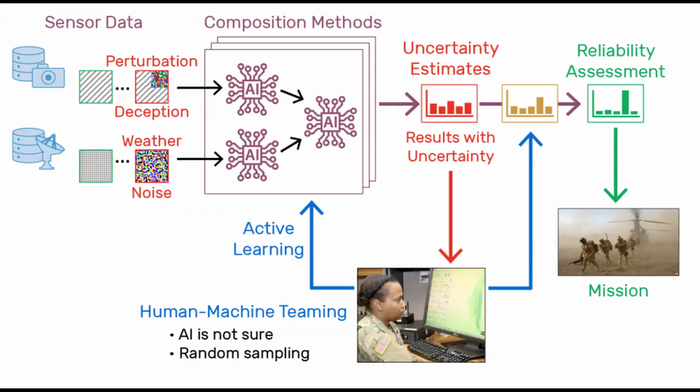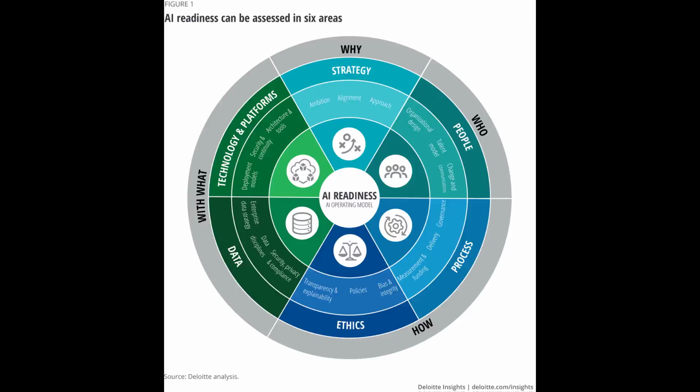7. Integration over replacement. The focus on integrating AI systems into existing platforms rather than replacing them with entirely new systems might seem counterintuitive in a field that often prizes cutting-edge technology. This approach indicates a strategic choice to maximize current assets and enhance their capabilities, rather than incurring the costs and risks associated with developing entirely new systems from scratch.